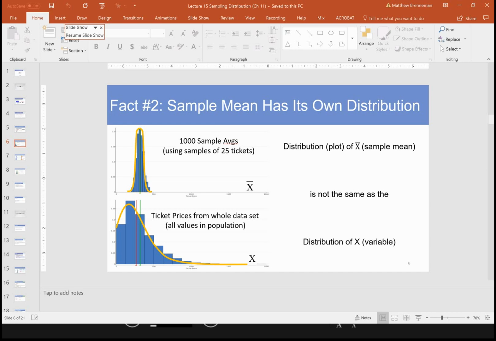If you look at the distribution of the sample means, when I took 25 tickets at a time, you can see that that distribution of sample means is definitely not right skewed. It's symmetric, and it has much less variation. So even though the sample means came from this population, they don't have a distribution that looks at all like the distribution of X, the variable we were starting with.